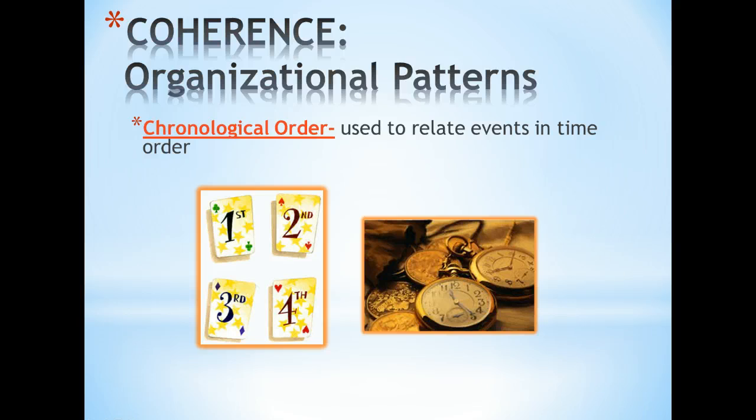First type of organizational pattern is chronological order, and that's when events are presented or communicated in time order. So you have this happened first, then this, then this, then this. Chronological order is commonly used when you are telling a story, or when you are giving directions, or when you are explaining a process.